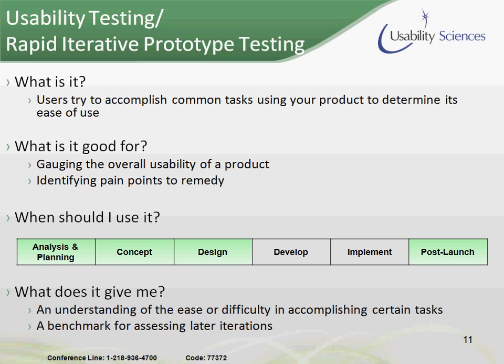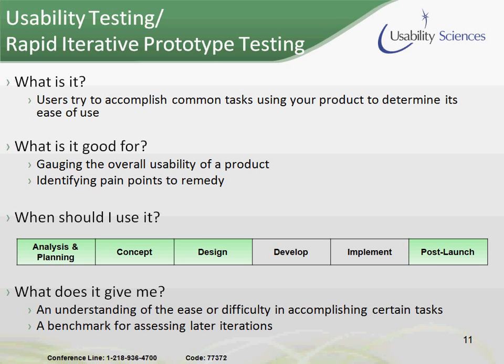Okay, when should we use this? So the ones highlighted in green here. During analysis and planning, this is a great time to use it when you've got things that are rough. Also during concept and those design phases, you probably want to use a rapid iterative approach if you have a design team that's flexible enough to make changes fairly quickly. It's also great to run a usability test after you've launched.